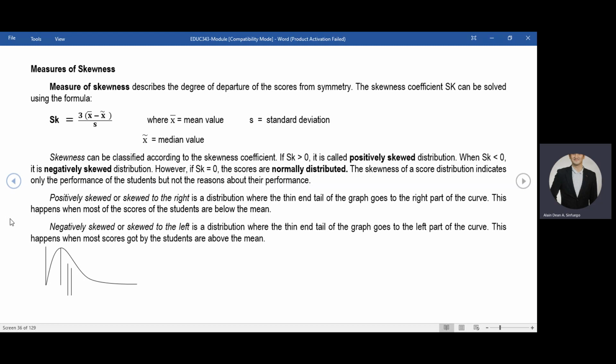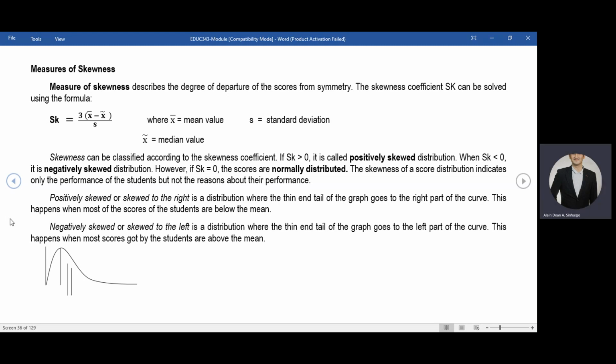the performance of the students, but not the reasons about their performance. When you say positively skewed or skewed to the right, it is a distribution where the fin and tail of the graph goes to the right part of the curve. This happens when most of the scores are below the mean.